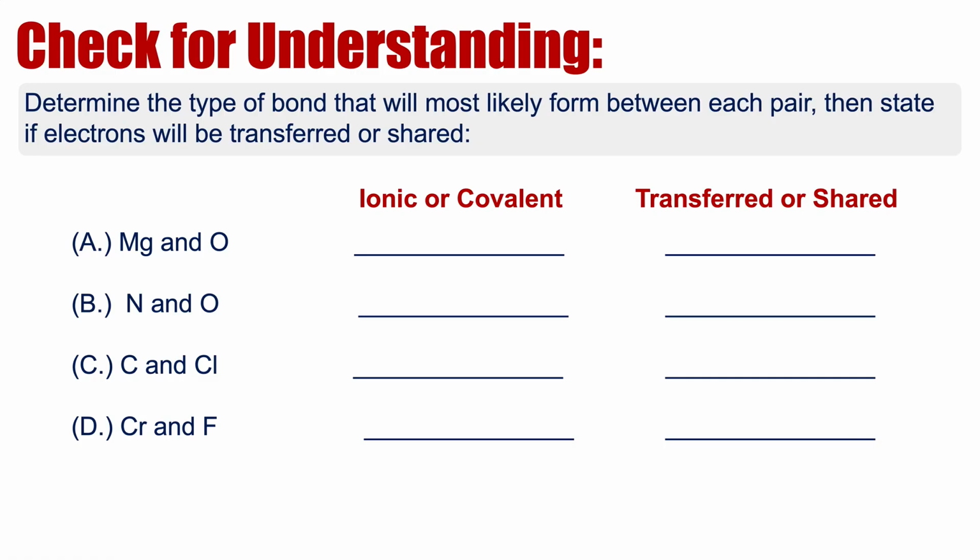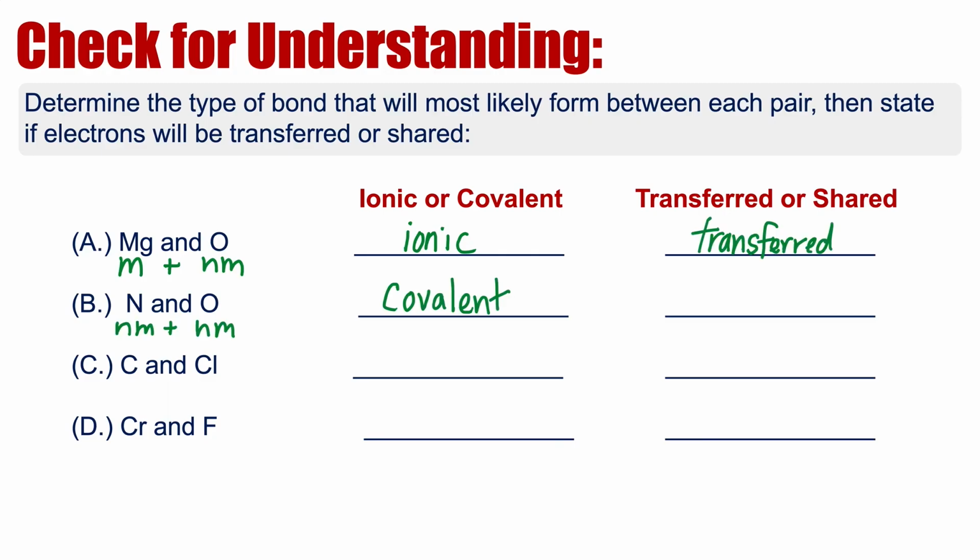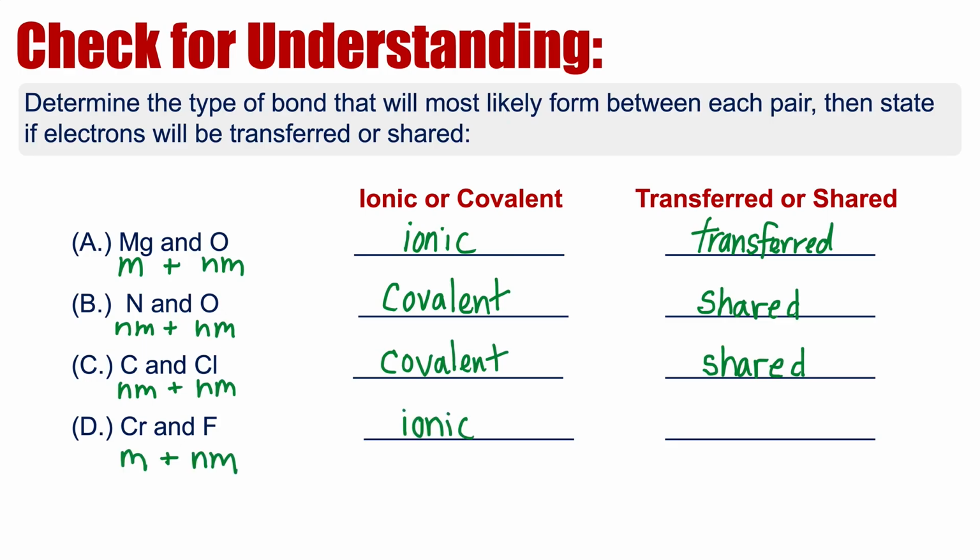So what I want you to do on this check for understanding slide is go through and identify whether an ionic or a covalent bond would form between the two elements, and then state whether the electrons would be transferred or shared. Magnesium and oxygen: metal, nonmetal, ionic, transferred. Nitrogen and oxygen would be nonmetal, nonmetal, so covalent, and the electrons are going to be shared. Carbon and chlorine is nonmetal, nonmetal, so a covalent bond and electrons are going to be shared. Chromium and fluorine, you have a metal and a nonmetal, so an ionic bond, and electrons are going to be transferred.